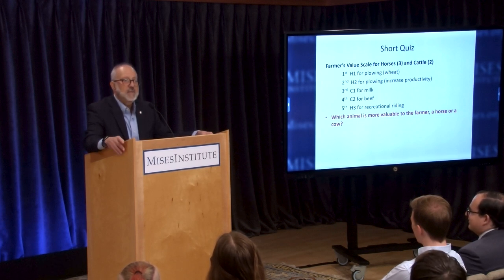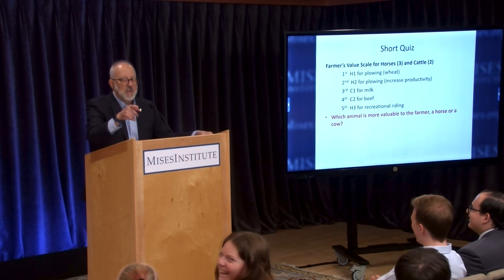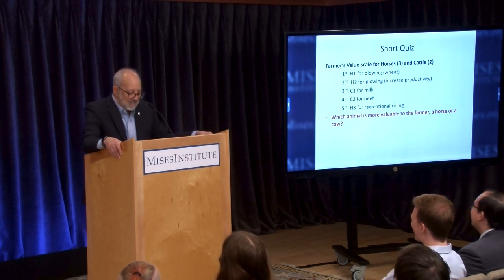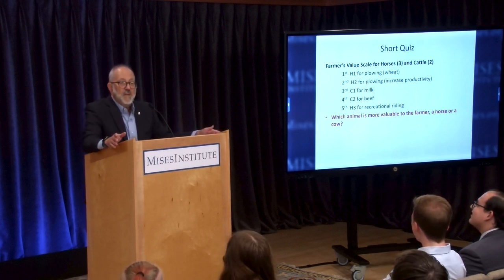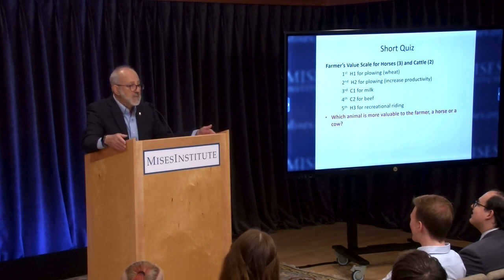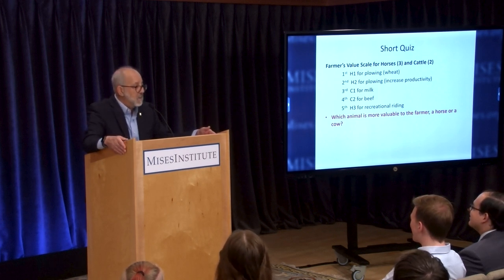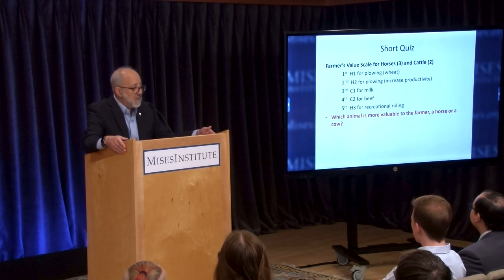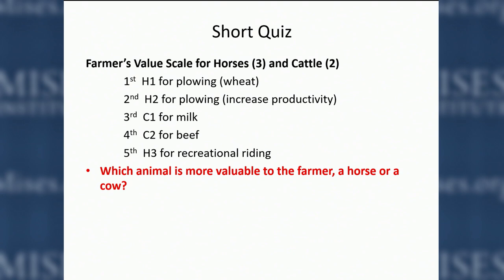No. So now you have to get out of the classroom because you weren't paying attention to me. It is not the horse, and it isn't the horse because the marginal utility of horses is lower. If he loses one of those horses, he only loses the satisfaction from recreational riding, which is lower than the satisfaction from the lowest ranked use of the cow, right? Which is for beef, okay?